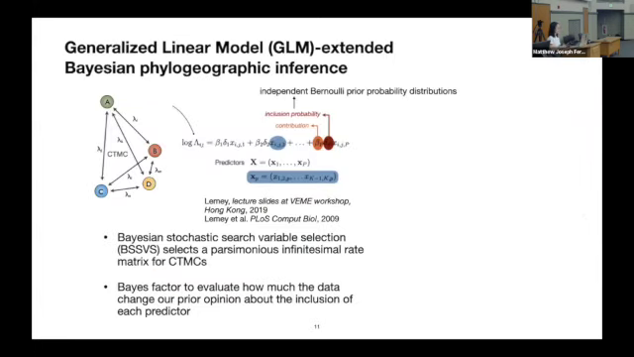So these networks serve as predictors of the generalized linear model, which we use to fit the diffusion rates between these locations. This model can also tell us the inclusion probability of these networks in the diffusion rate matrix between these locations, and also the effect size of these predictors. Again, I'm happy to talk about the details later.